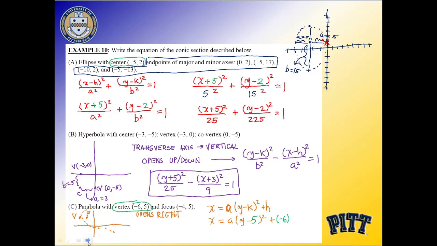What I have to do now is actually calculate what a is. Now the focus helps me with that, because I can see that there's a formula that says 1 over 4a is the distance between the vertex and the focus. And I can see when I go from the vertex to the focus, that's 2. So 2 is going to equal 1 over 4a. And as I carry through the calculations, I get that a equals 1/8. And therefore, I can now replace a with 1/8. I can make that plus a -6 and -6, and there's the equation of the parabola that fits that description.